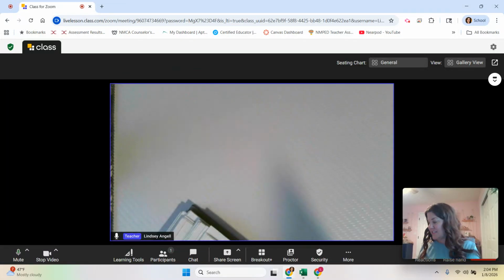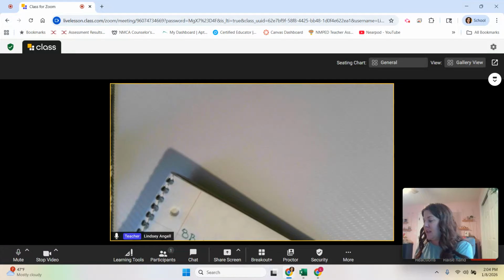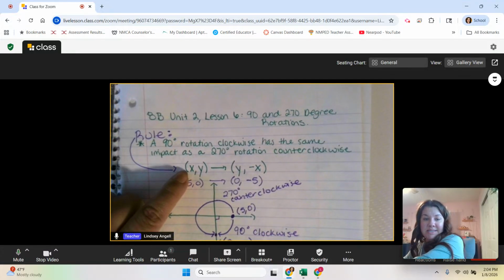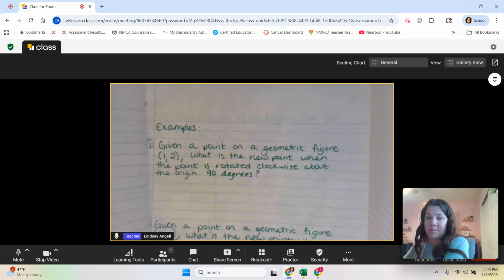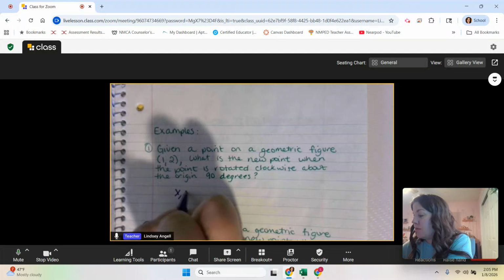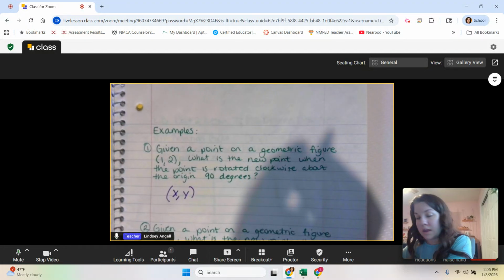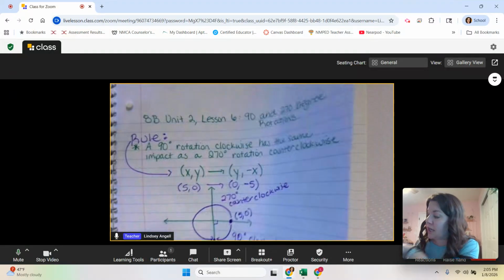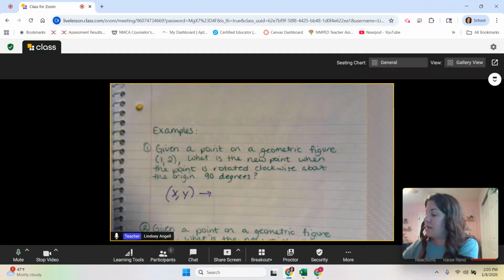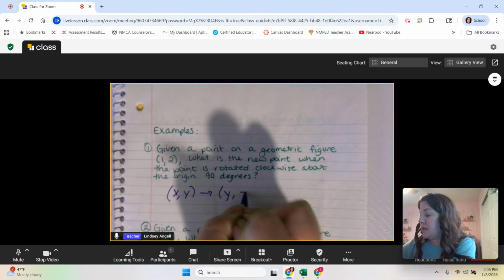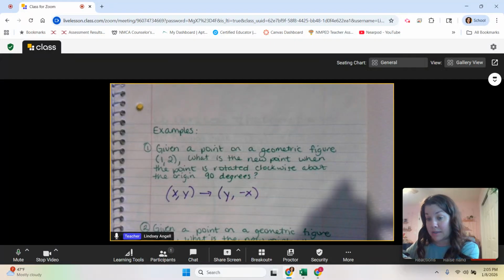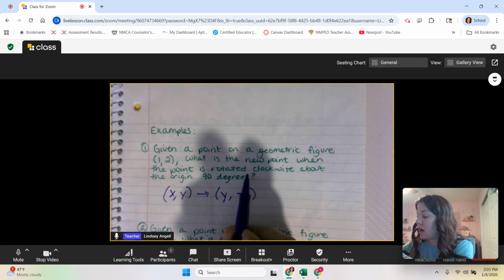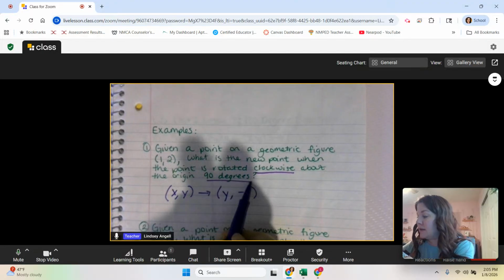So let's go back to our notes. See, this is why it comes in handy. 90 degrees clockwise, that's this rule here. So we can bring that over and say, our rule is we have our original x and y values. After the rotation, we now have y first, and then negative x comes second. Remember, that was our rule for clockwise 90 degrees.